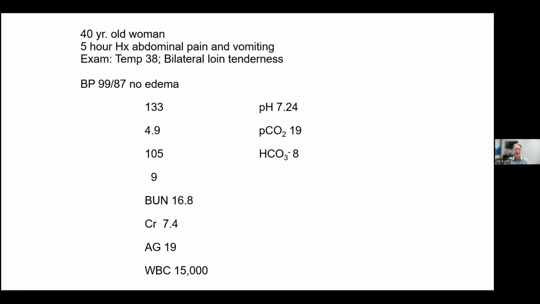Okay, here's another patient. You can see the data here: abdominal pain, vomiting, mild increase in temperature, loin tenderness, again hypotensive without edema, dysnatremia, creatinine markedly elevated, anion gap elevated, leukocytosis, and here's the acid base. Bicarbonate was 8 and a PCO2 of 19. So what's going on here?